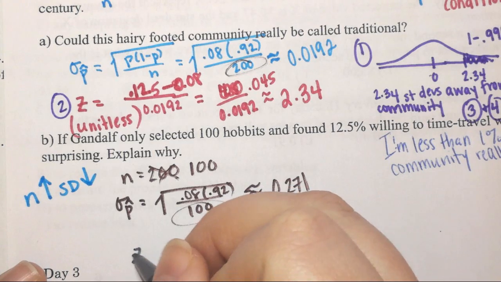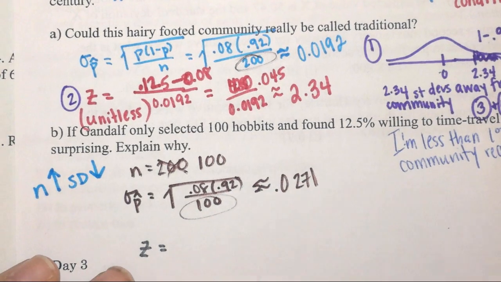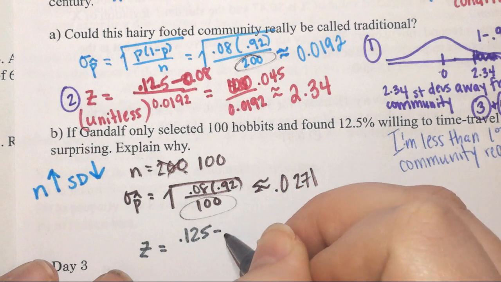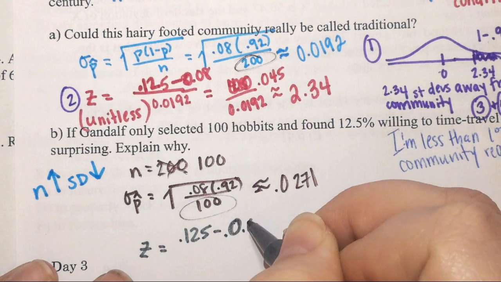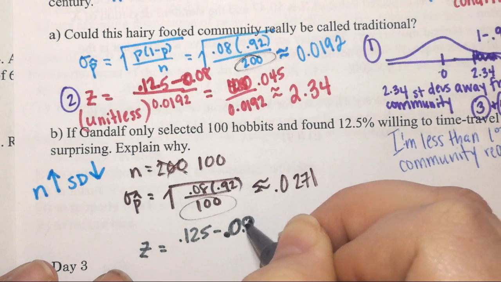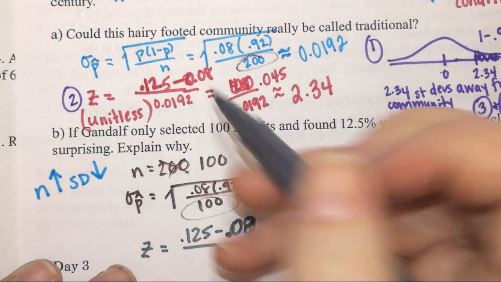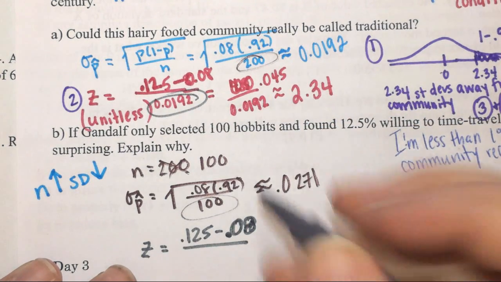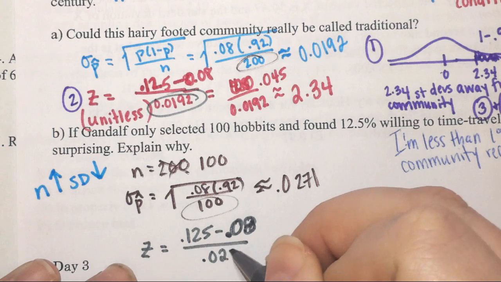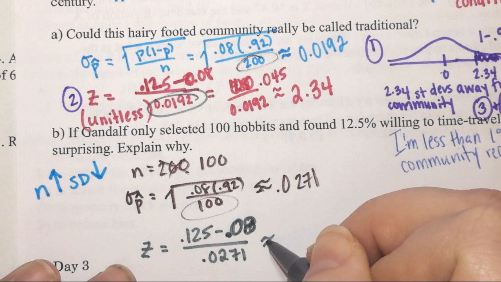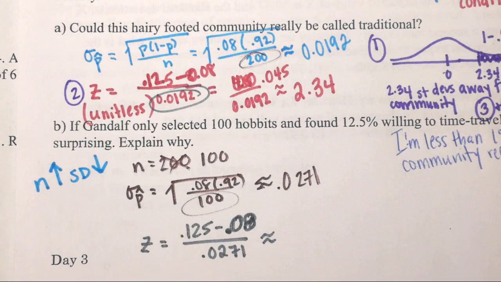So for my z-score, I'm going to do 0.125 minus 0.08, just like last week. But instead of having our old standard deviation in the bottom, I've got to put our new standard deviation in the bottom of 0.0271. So literally just changing the standard deviation is going to change our z, which is going to change our z-score, which is going to change our percentage. So seriously, just changing the sample size changes things. I need to know what z you get when you do that.